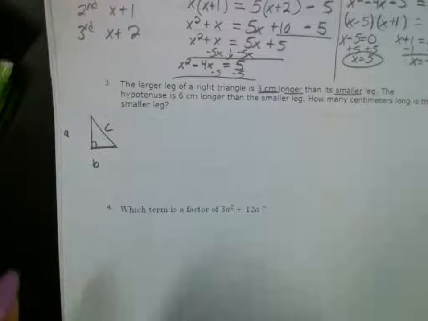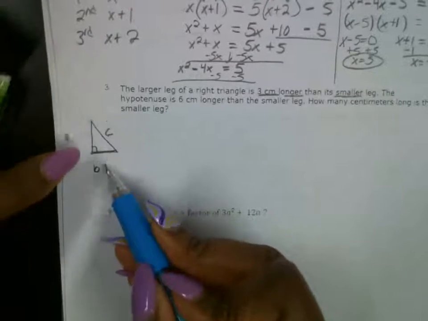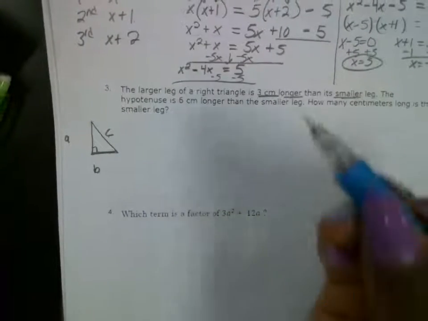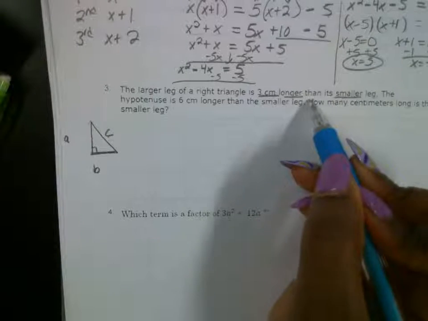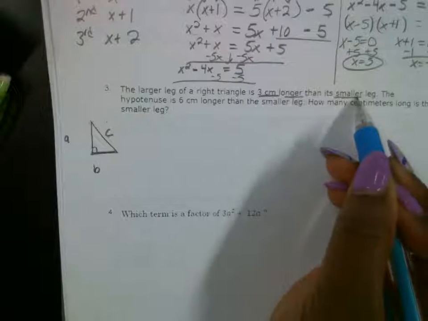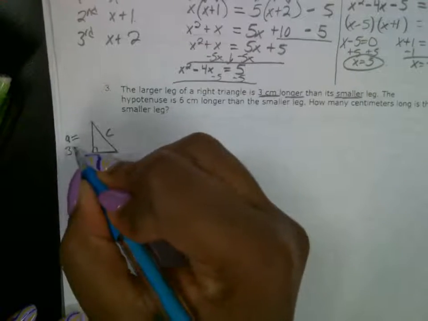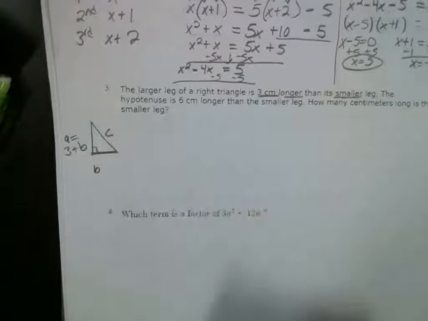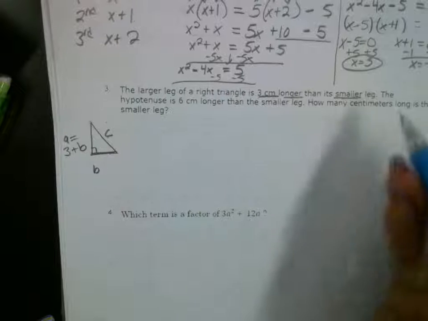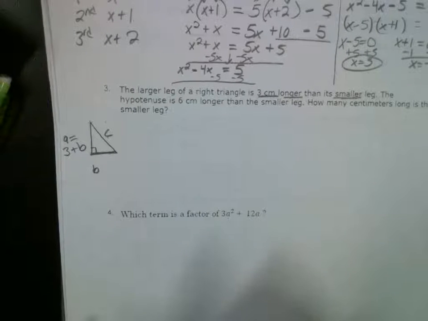So now it's saying the longer leg. Which one of these is the longer leg, A or B? A. So it's saying that A is 3 times longer than the smaller one. So A is equal to 3 plus what? B. Any questions? That's the first sentence. Is there anyone that's lost?